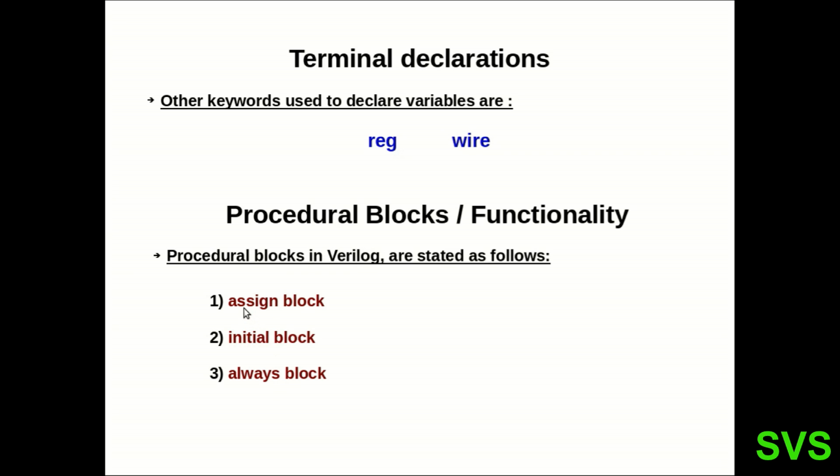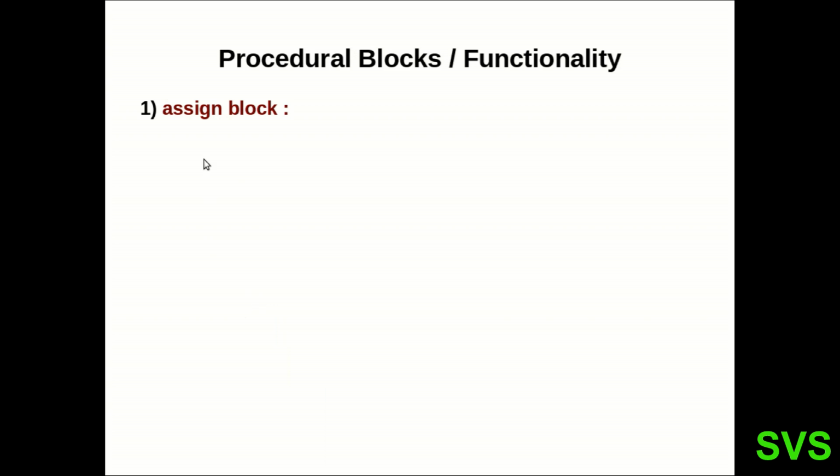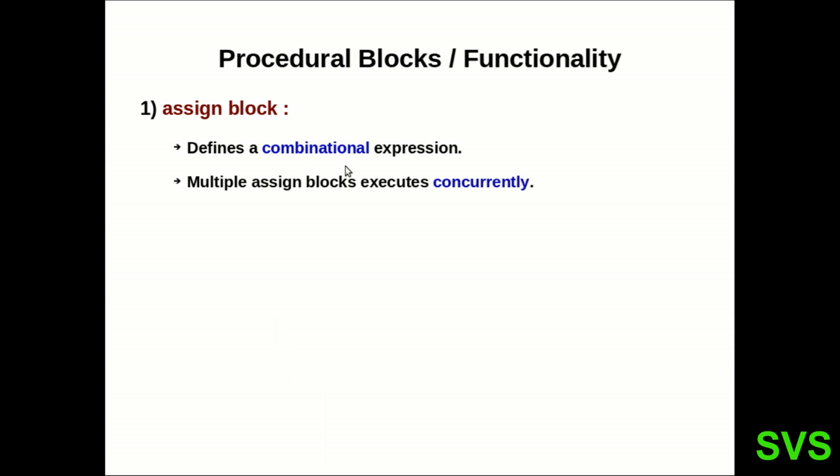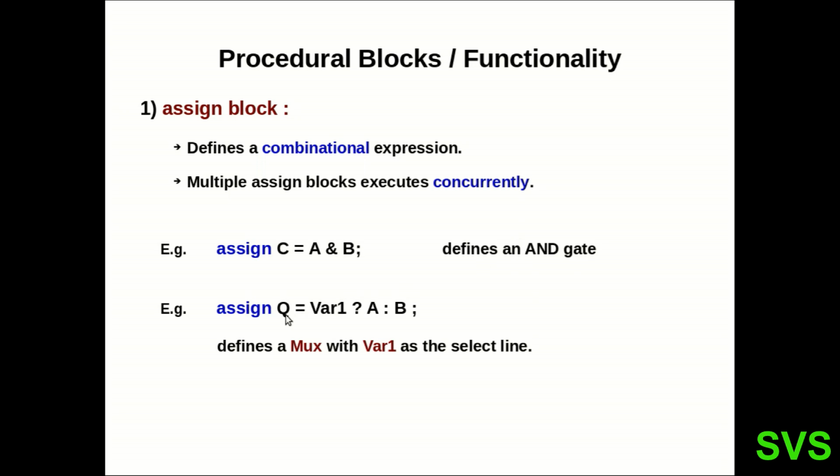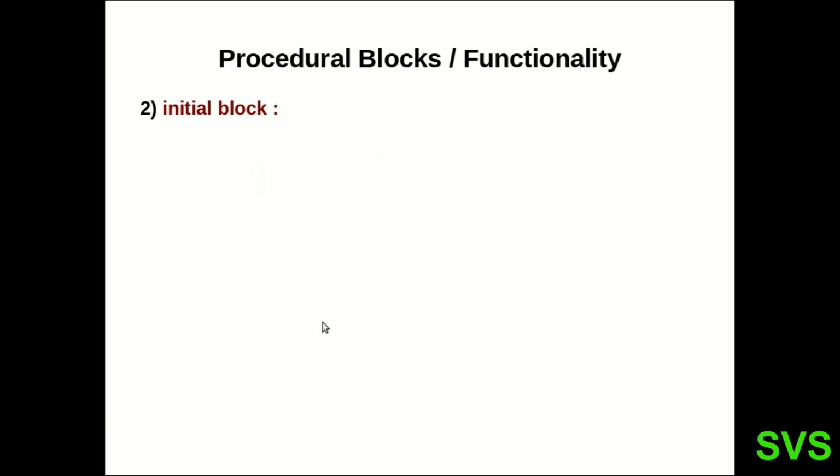So let's go with the procedural block and functionality descriptions. We have generally three kinds of procedural blocks with Verilog. So let's see the first block, which is the assign block. It is used to define combinational expressions or combinational systems. In case you have multiple assign blocks in the module, all execute in parallel, what we call concurrently. So for example, if we write assign C equals A and B, it defines an AND gate. Similarly, assign Q equals a conditional statement defines a multiplexer. So if variable 1 is asserted, then the output will be A, else B.